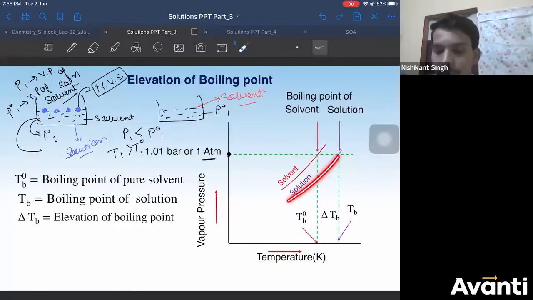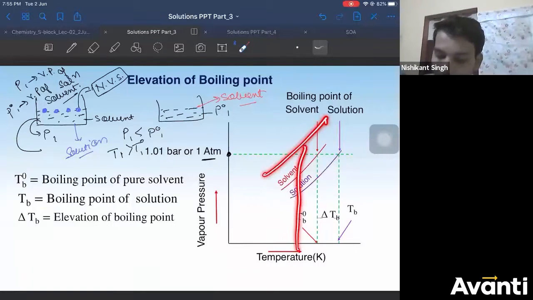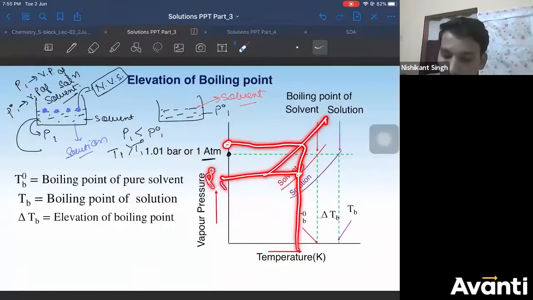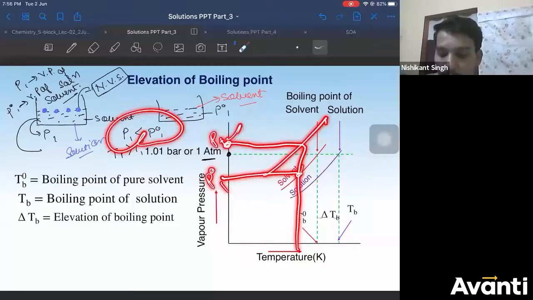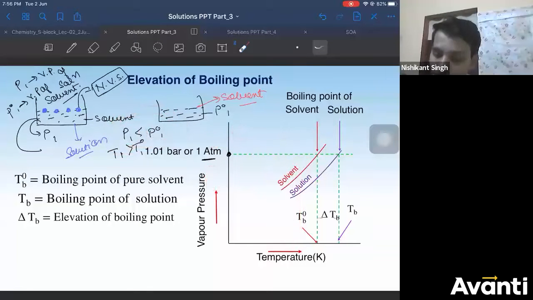This represents the vapor pressure of solution. This represents the vapor pressure of solvent. Solution is less than solvent, so it should lie below. Let's say if it lies here, take the temperature. This is your P1. This is your P01. Then your theory will be wrong, because P1 is not less than P01 in this case. So therefore, your graph of solution should be below solvent, right?